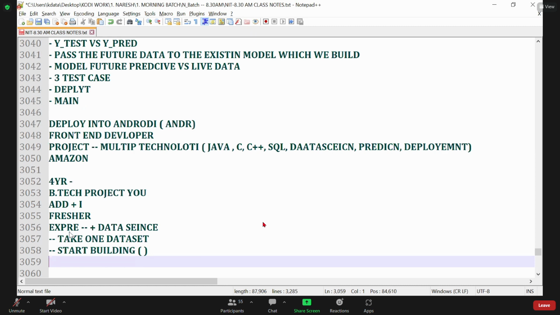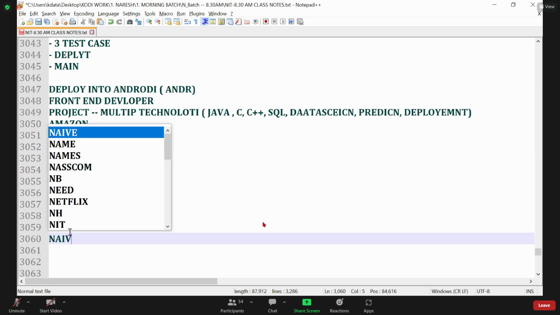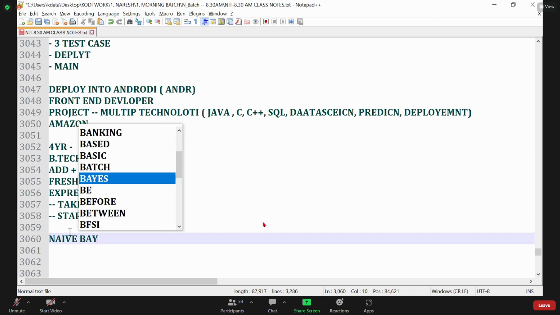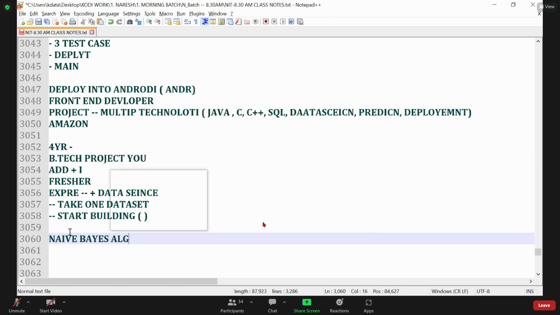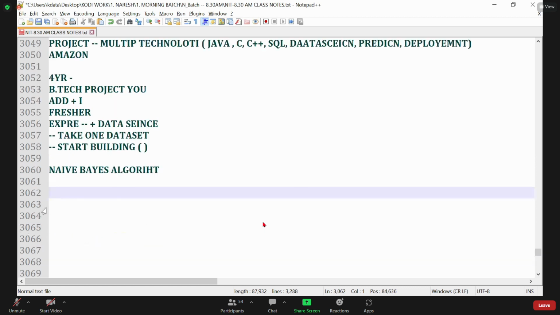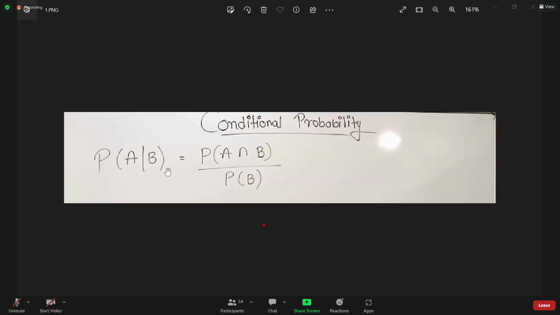So today we'll go ahead and understand naive Bayes algorithms. Naive Bayes algorithms, as I said, because most of them joined now, the first thing is conditional probability. And the formula of conditional probability is: the probability of A given that event B has already occurred equals A intersection B divided by probability of B. Can I say this or not, guys?